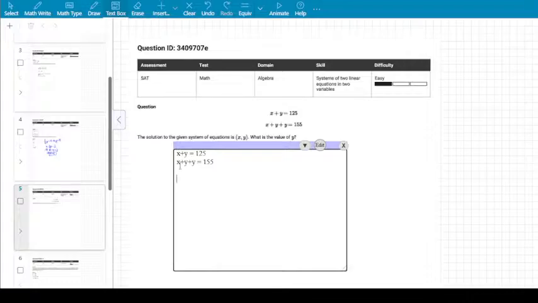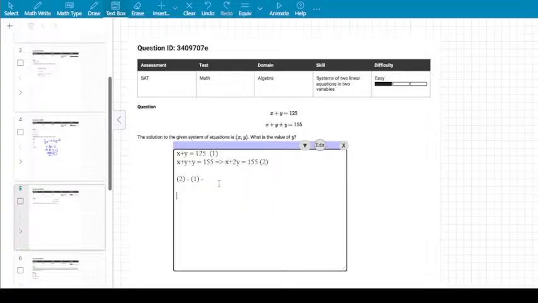So if you see here, the second equation can be rewritten as x plus 2y is equal to 155. So if we subtract the first equation from the second equation, then we'll get only y in our resultant expression, because x will get cancelled out. So let us do that. Equation 2 minus equation 1.